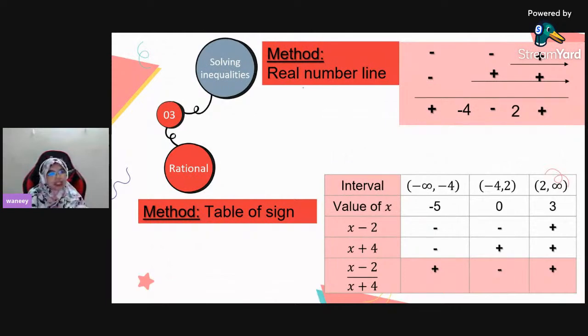Okay, method: real number line or table of signs. What are the differences between them? For the real number line, we are going to draw a number line for each of our answers, going to the right hand side, with plus, plus, minus, minus, minus. That is for the real number line. For the table of signs, we are going to test values of x and see whether they give us a positive or negative answer.